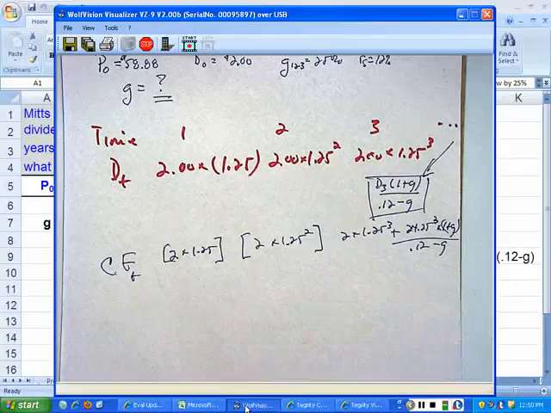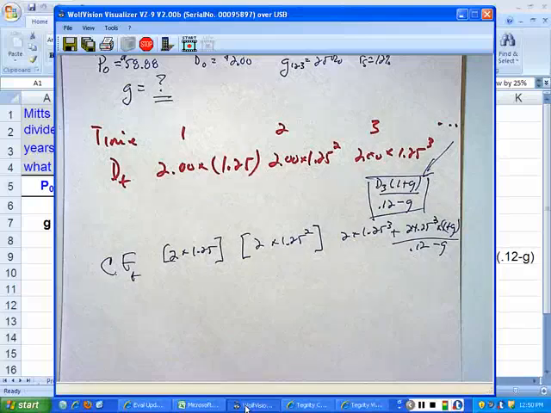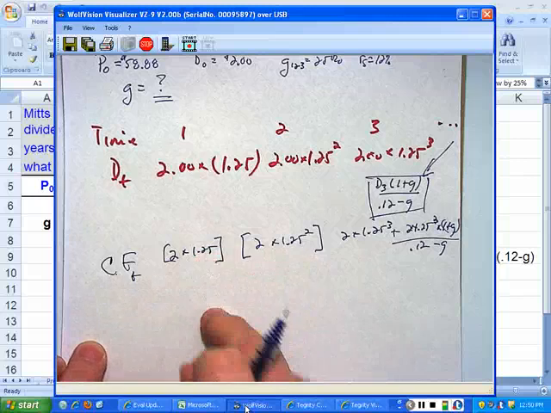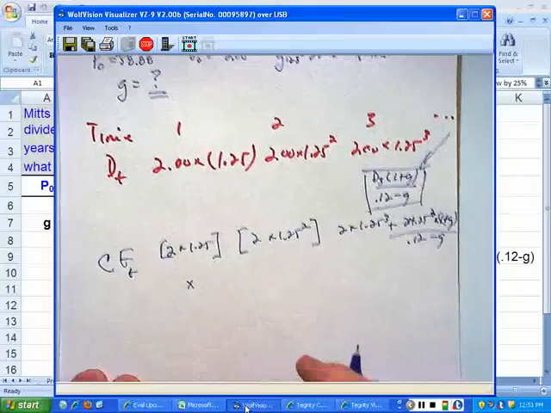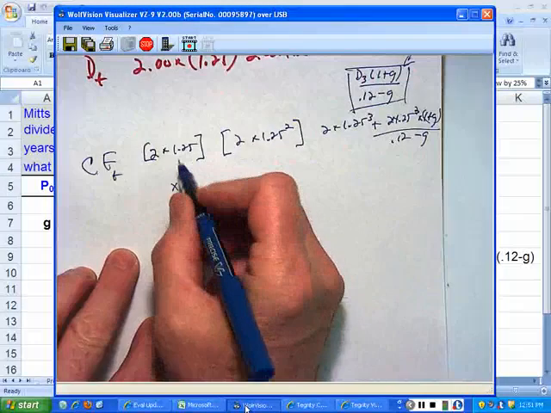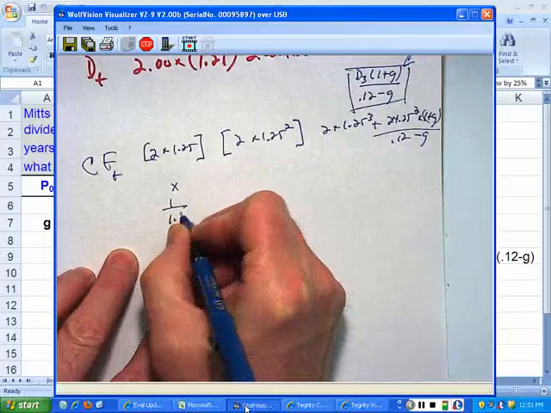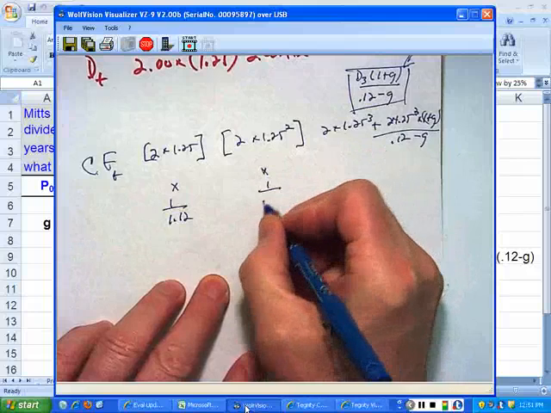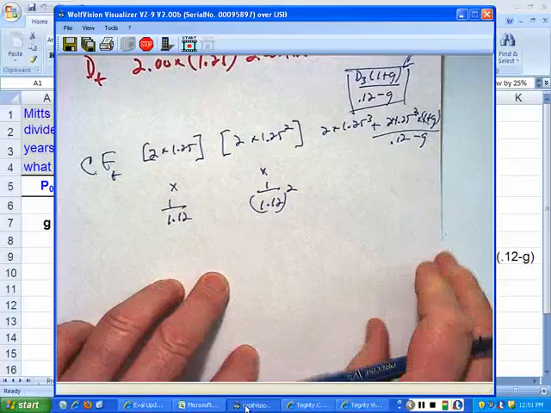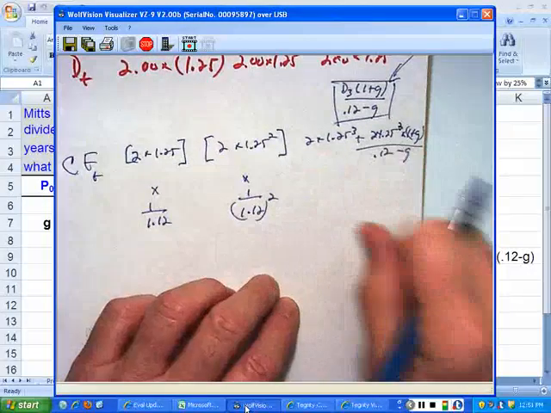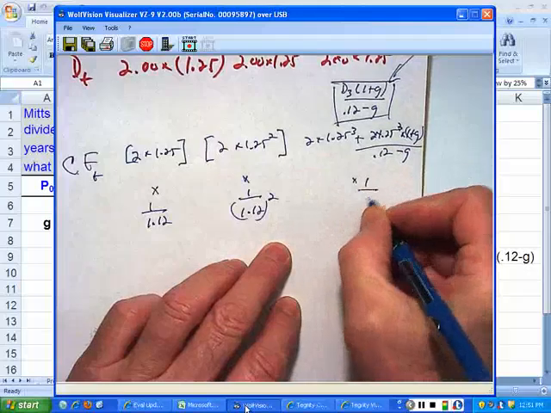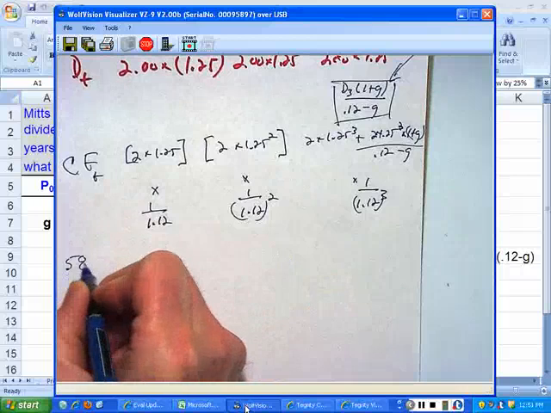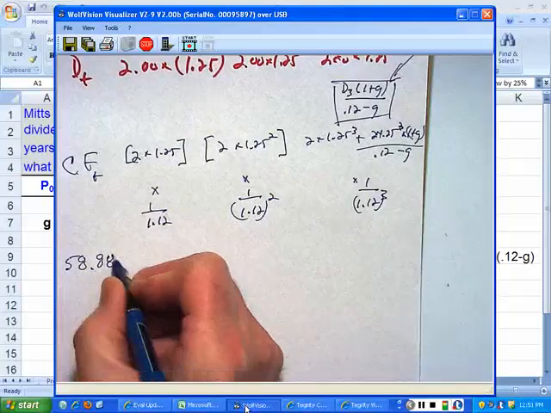And what we know is that when these things are discounted, they're going to be equal to 58.88. So our job is to take each of these, multiply it by the current discount factor, and add those things up. The time 1 cash flow we multiply by 1 over 1.12. The time period 2 cash flow, we multiply by 1 divided by 1.12 squared. And this whole thing here, we multiply by 1 over 1.12 cubed. We'll set all of that equal to the current price, 58.88.